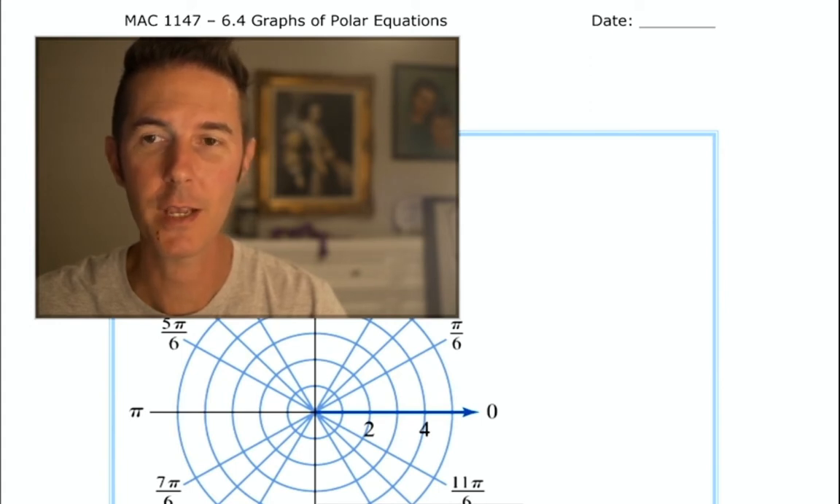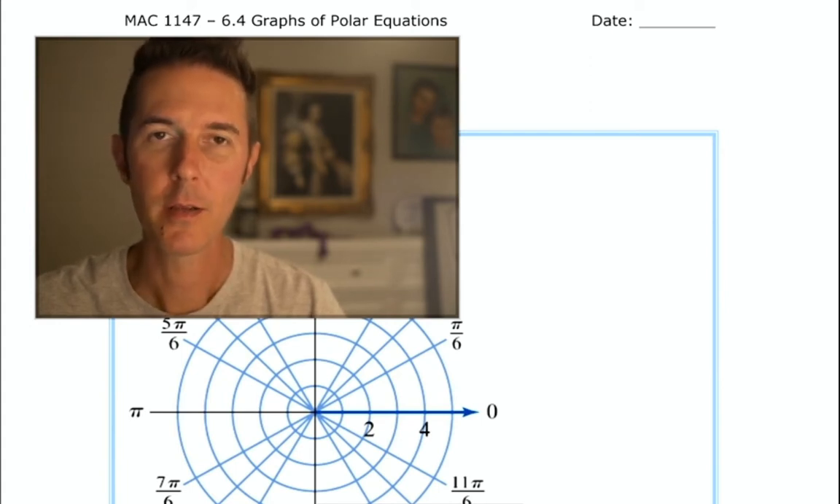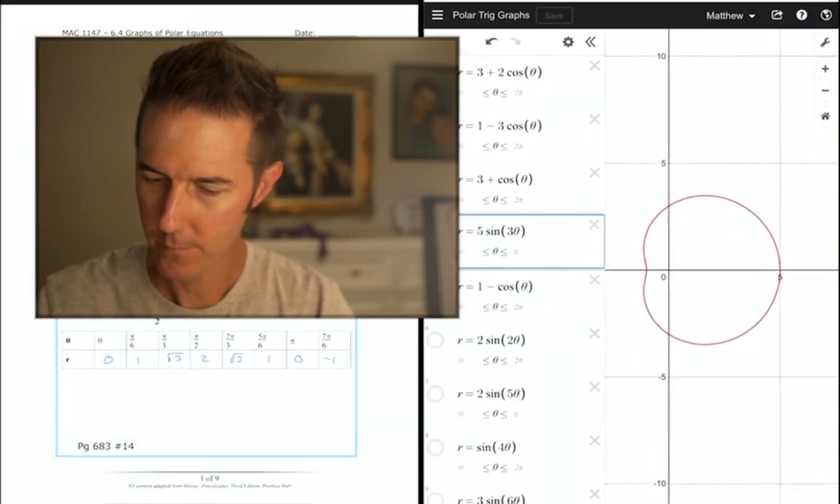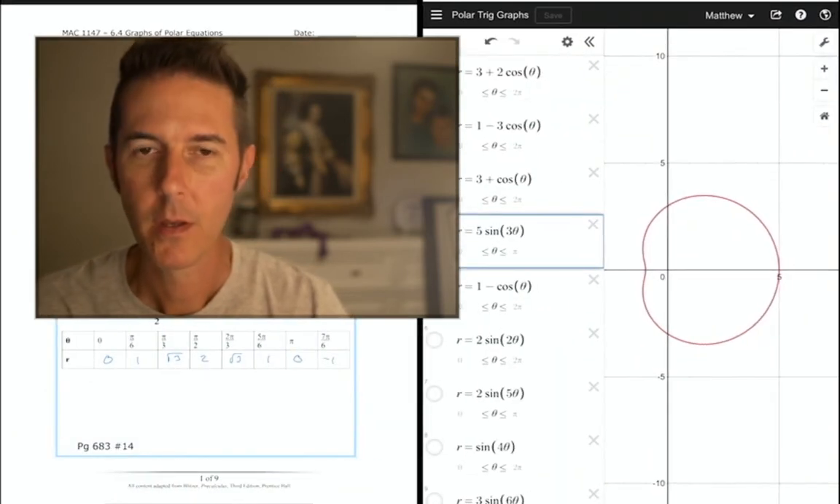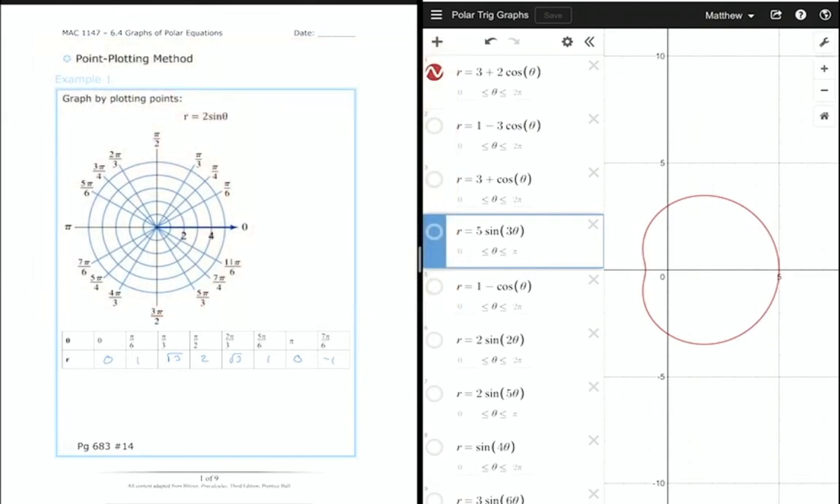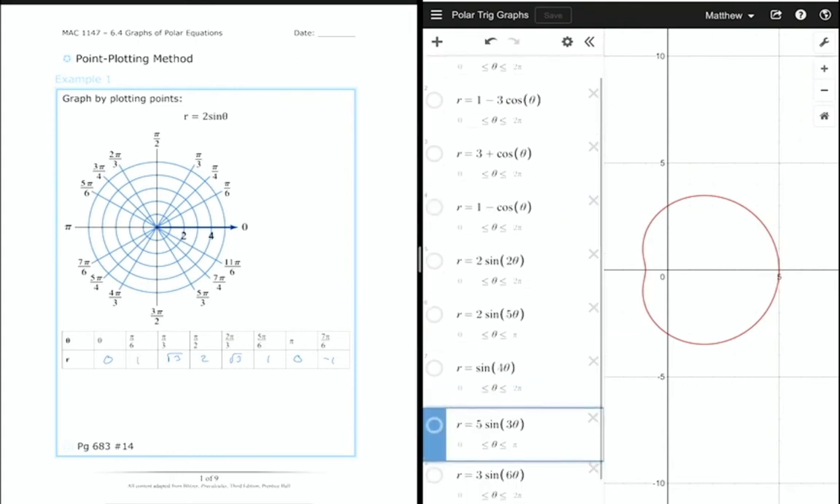I'm pretty sure it's still free, but I was able to log in, type in all these graphs, and then because I had already logged into my account, up at the top of the screen you can see it says Polar Trig Graphs, and then Save is kind of ghosted. It's because I've already saved this. So I've got all of these graphs typed in already.